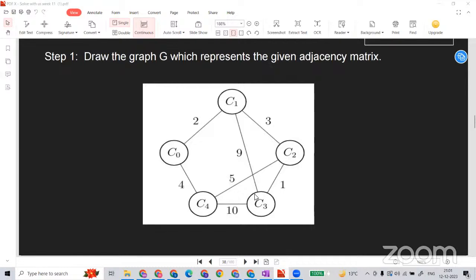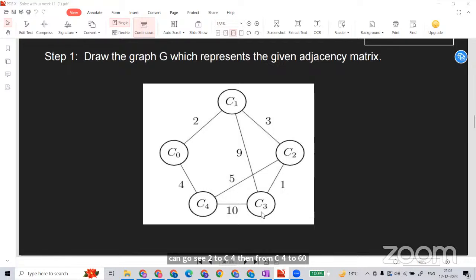So the final thing is C3, but he has to visit all vertices or all cities exactly once. So we start the journey from C0. Suppose it starts C0 to C1, then C1 to C2. Then from C2 he either goes to C3 directly and then C4 and then back, or he goes C2 to C4, then from C4 to C3.